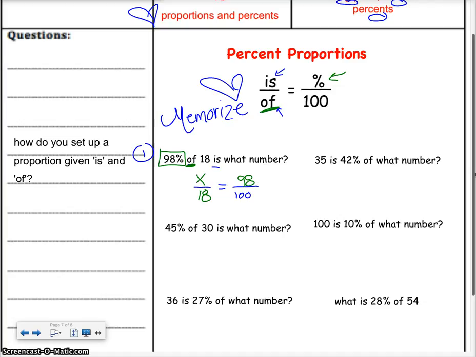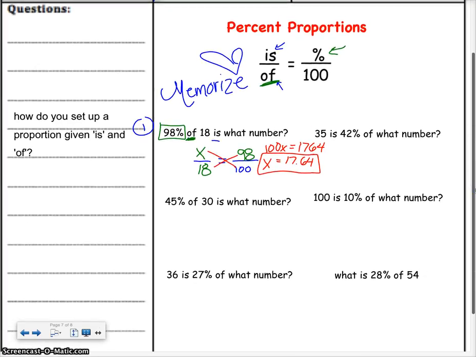And then you use your cross product to solve. 100x equals, you're definitely going to want a calculator for this. 18 times 98 is 1,764. And then I need to divide by 100. And x equals 17.64. So 17.64 is my is.